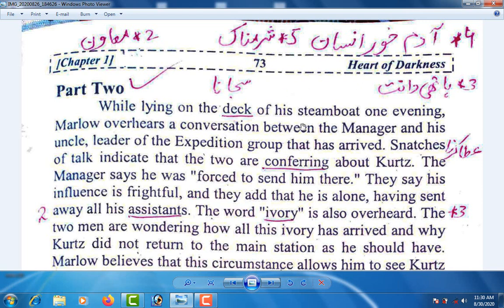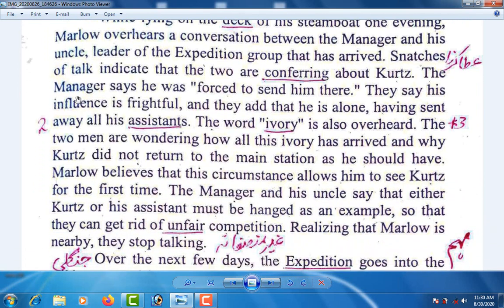While lying on the deck of his steamboat one evening, Marlow overhears a conversation between the manager and his uncle, leader of the expedition group that has arrived. Snatches of talk indicate that the two are conferring about Kurtz. The manager says he was forced to send him there. They say his influence is frightful, and they add that he is alone, having sent away all his assistants. The word ivory is also overheard.